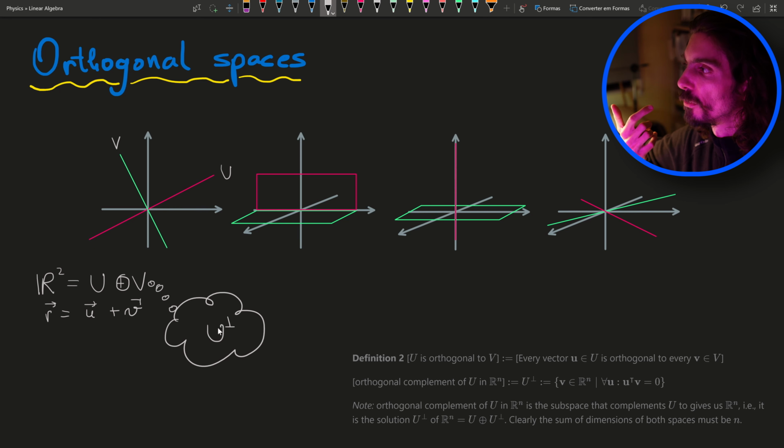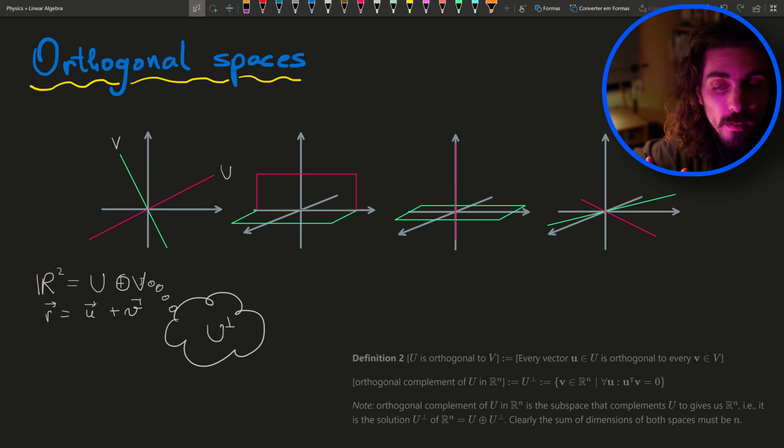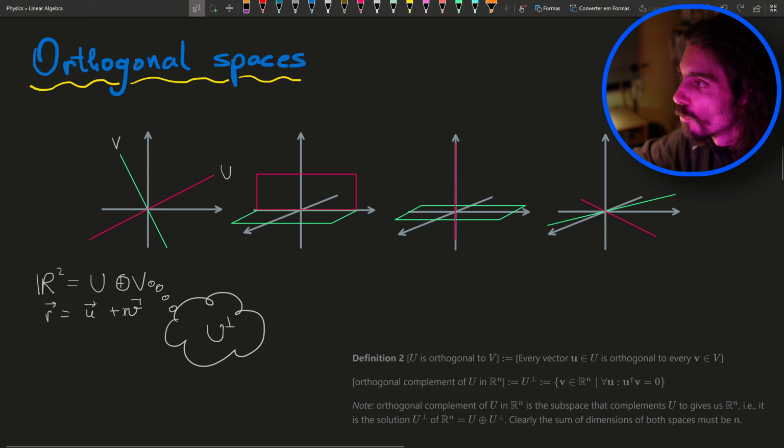Notice that if U and V did not make 90 degrees, but some other angle, well, I could still write that R squared is U direct sum with V, fine, but I could not say that V is an orthogonal complement, because in this situation, the subspaces are not orthogonal. But you can still write R squared as some summation of U plus V.